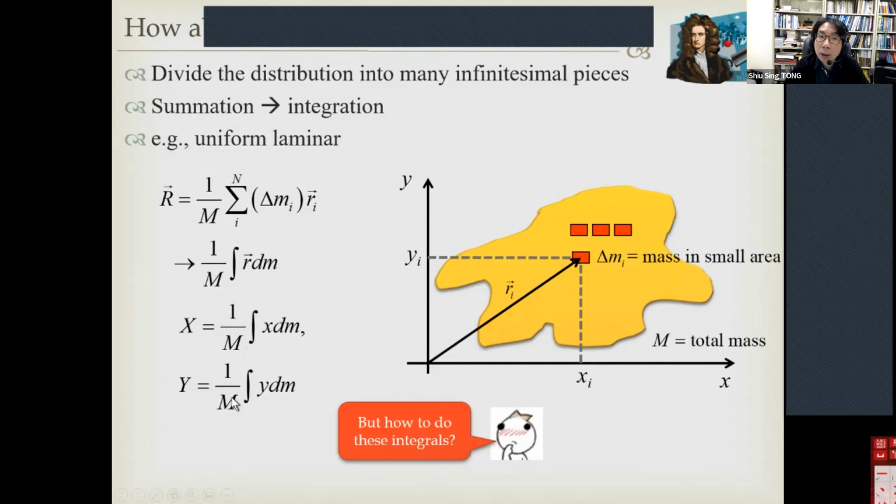Now, the problem is how should we do this integral? We don't know how to handle this dm. This dm is rather abstract, right? In the next slide, we will illustrate with an example how to find this dm. We will be able to express the small pieces of mass in terms of the x and y coordinates, and by doing so, you can evaluate this integral rather easily.